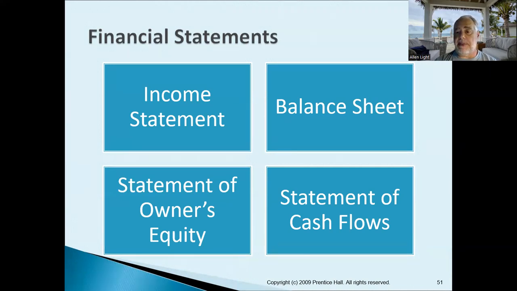The first one is the income statement. The income statement basically is just that. It tells us what our income was. What did we make? We're going to have goals, and one of the goals is going to be income. And how do I know on a month-to-month basis if I'm hitting my goals? The income statement. The second one is the balance sheet.